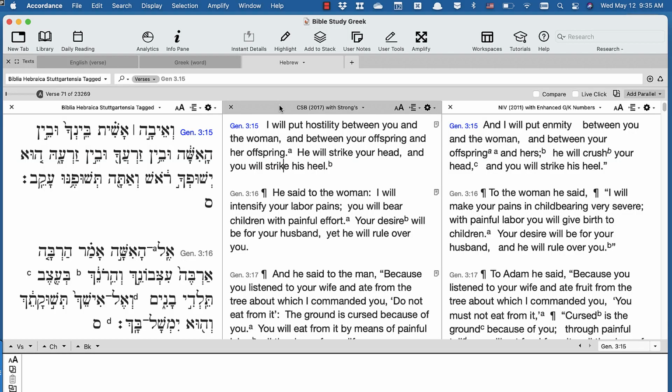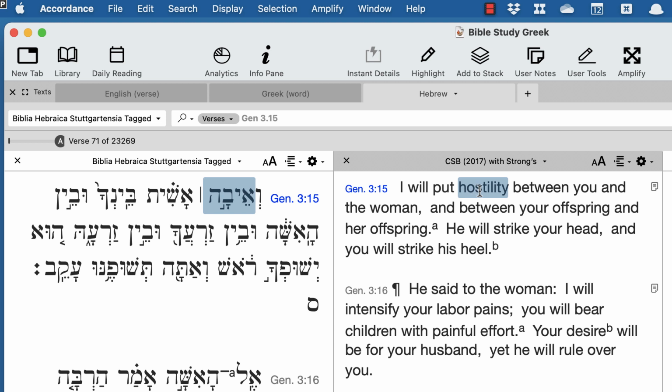This is God's curse on the serpent, and it says, "I will put hostility between you and the woman, and between your offspring and her offspring." And now here's the point. He, the offspring of the woman, will strike, notice the verb, your head, and you, the serpent, will strike his heel. Okay, notice that there is concordance here, and the CSB is using strike for the same Hebrew word in both places. The only thing that's different is head and heel.